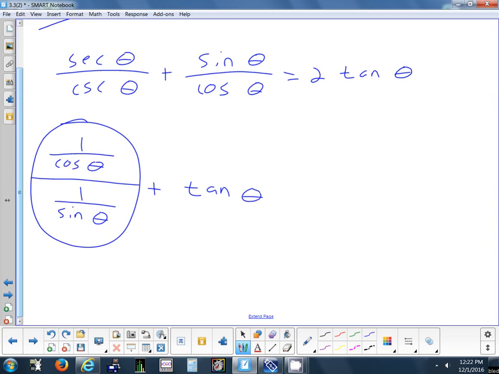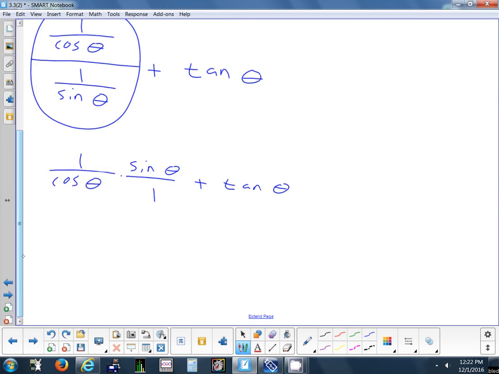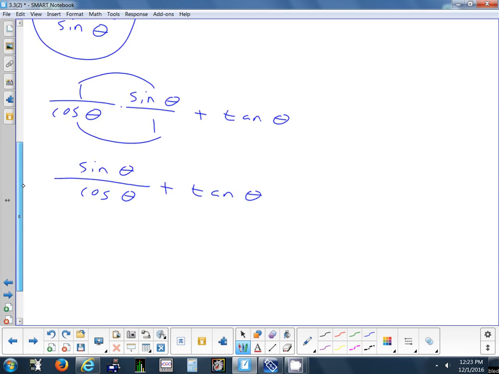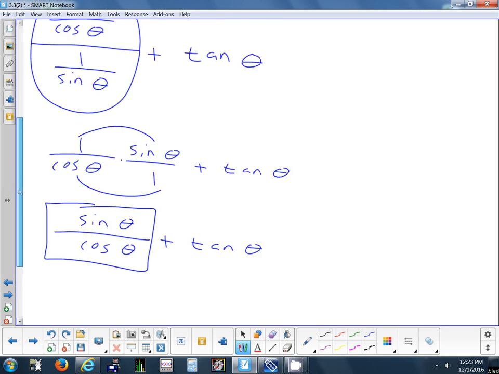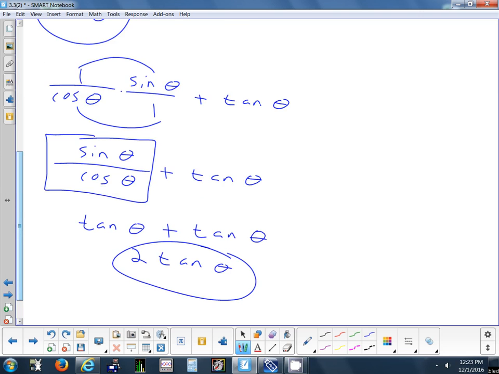Now here, okay, you have a fraction divided by a fraction. So keep what's in the top the same and multiply by the reciprocal of what's in the bottom. Okay, combine those together. 1 times sine is sine. And then cosine times 1 is cosine. And now we have the same fraction right here that we started with earlier. Sine over cosine is tangent plus another tangent gives me 2 tangent.